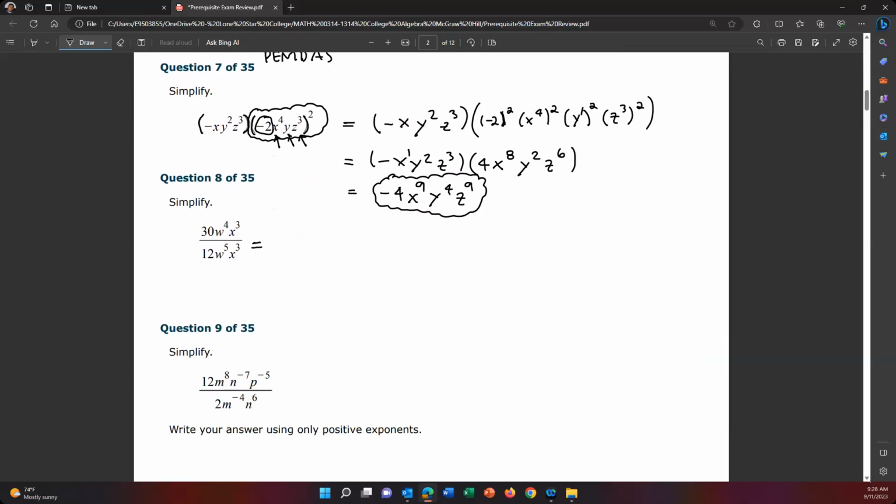Okay, so fraction line here. Let's see if we can simplify this. We can divide top and bottom by 3. I guess we could have done 6 from the very get-go. So therefore we have a 5 and a 2.